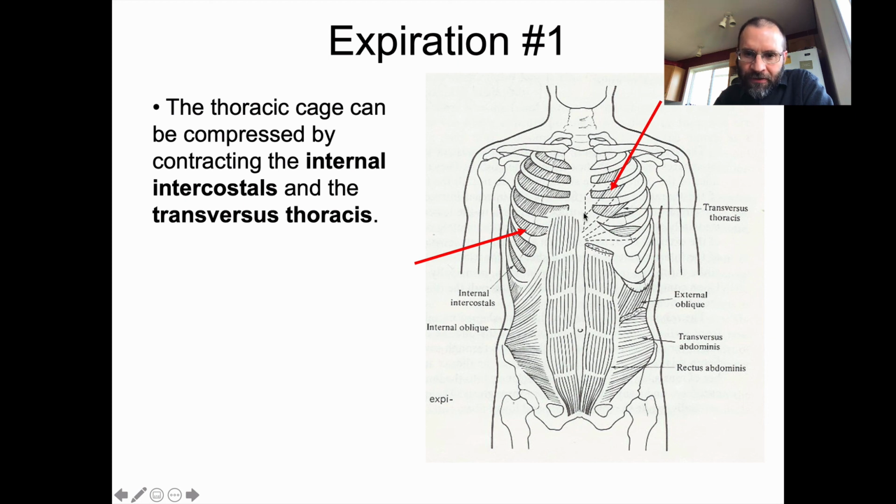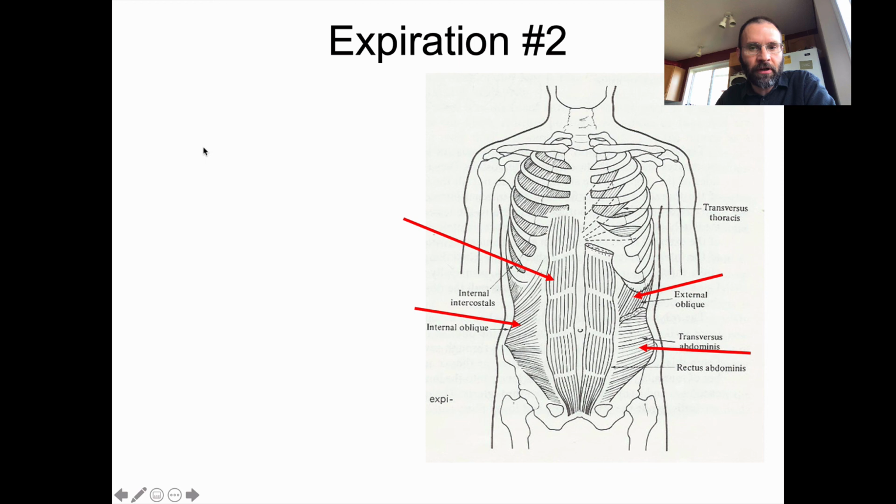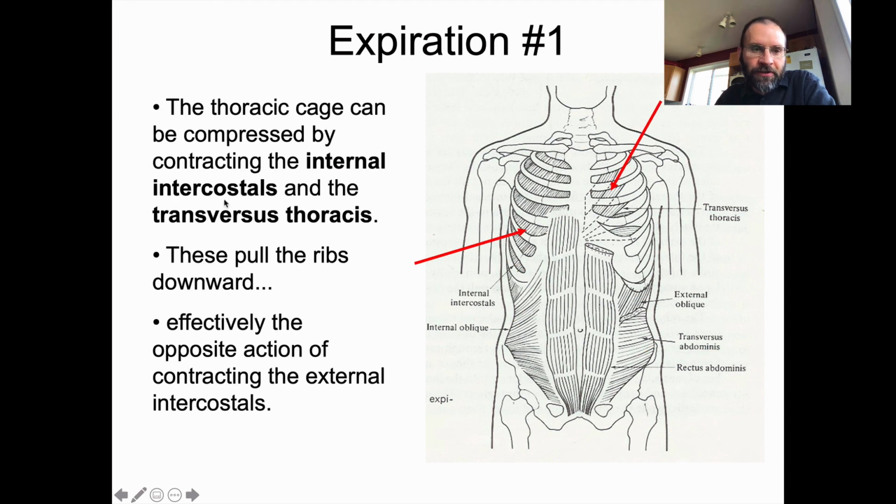The transversus thoracis is a muscle that is linked up here. I believe that goes between your sternum and the rib cage. So if you think about that, it's shortening the distance between your ribs and the sternum itself, and that's also going to contract the size of your thoracic cage, hopefully for fairly obvious reasons. These are going to pull the ribs downward and counteract the action of the external intercostals. Okay, so internal intercostals and transversus thoracis.